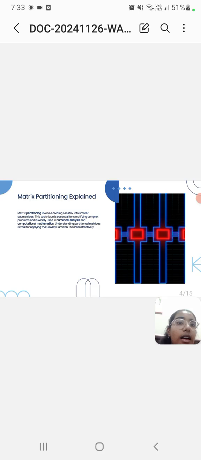So this involves dividing a matrix into smaller submatrices. This technique is essential for simplifying complex problems and is widely used in numerical analysis and computational mathematics. Understanding partition matrices is vital for applying the Cayley-Hamilton theorem effectively.